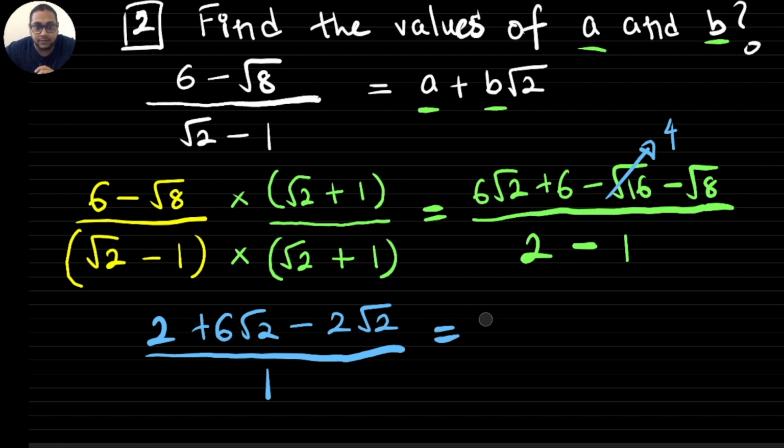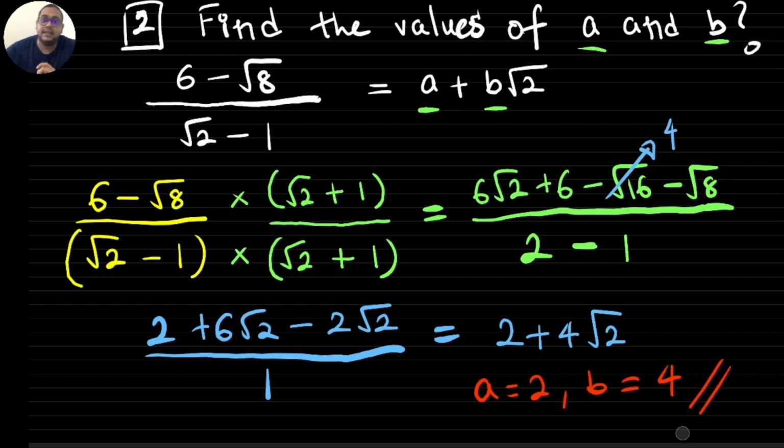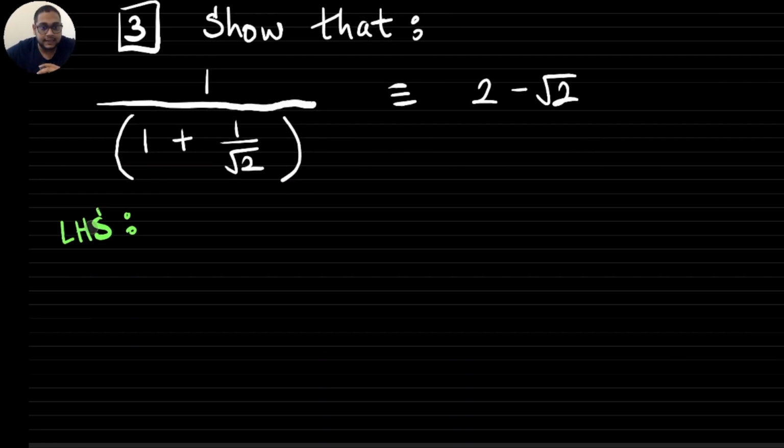The reason I have rewritten root 8 as 2 root 2 is because now I can simplify 6 root 2 minus 2 root 2 as like terms. Then the result would be 2 plus 4 root 2. I have now found the values of a and b, and that will be a equals 2 and b equals 4. This is the answer. Considering the LHS, I will rewrite the LHS.